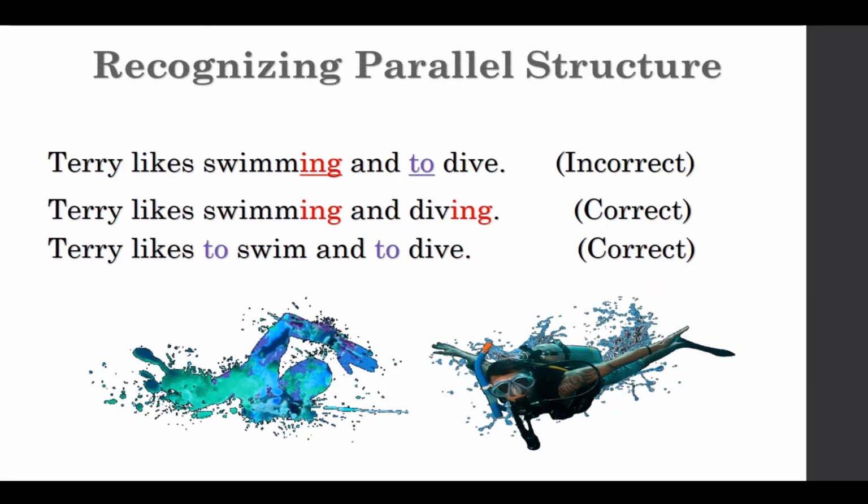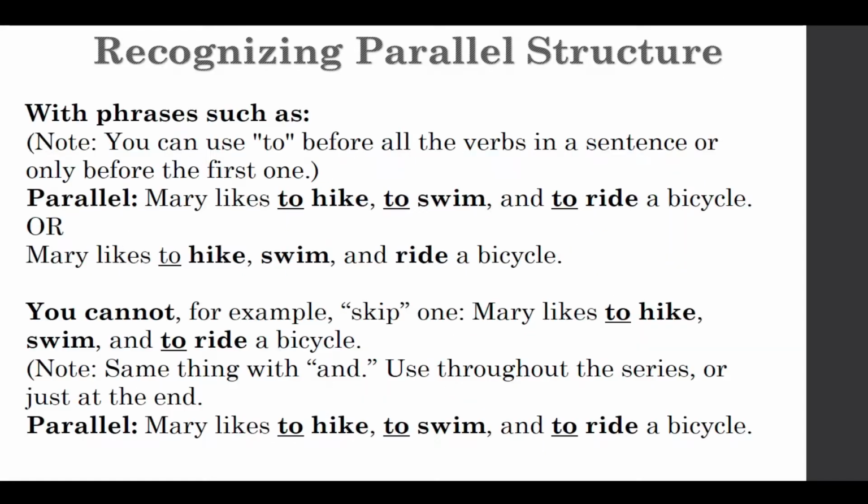This is basically what a parallel sentence looks like. Unless somebody's really good in English, they're never going to find something like this. But you are going to have to know this if you are taking the TSI. So let's go over more examples. For this one, you notice that we have the word to right before the verbs. Basically, having a parallel structured sentence means that I have it in all of them or just at the beginning, only before the first one.